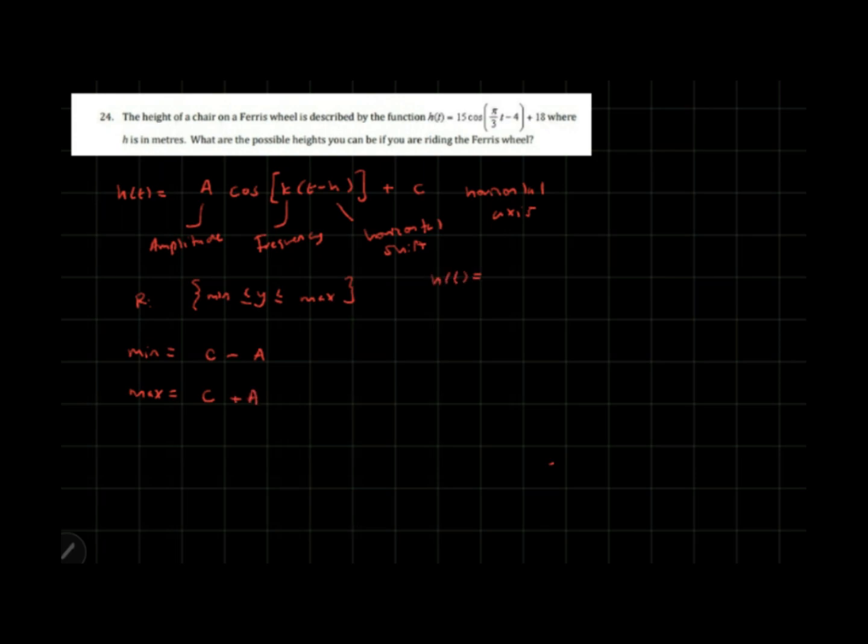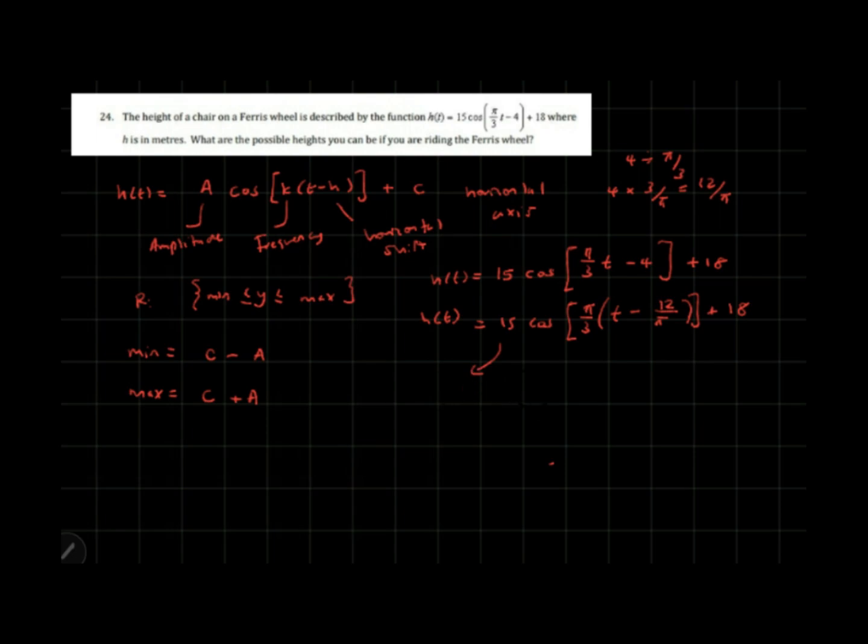In our format, h of t is equal to 15 cosine pi over 3 t minus 4 plus 18. If I factor this out, 15 cosine pi over 3 factor t minus, what you want to do is find a value that multiplies by pi over 3 to get you 4. So an easy way to do that is 4 divided by pi over 3. So it's 4 times 3 over pi, which is 12 over pi. So minus 12 over pi plus 18, right? And we can notice here that our amplitude is 15.